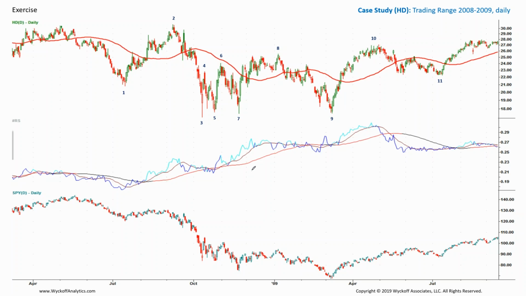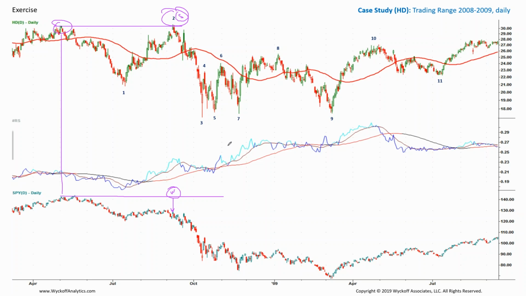At point number 1. Okay, let's start with point number 2, it will be easier. At point number 2, what is stronger, what is weaker? Home Depot is stronger at point number 2. Look at this slope, right? Previous significant high. What does the market do at this high? The market is trying to go up and it fails. So the market is weaker, the stock is stronger.